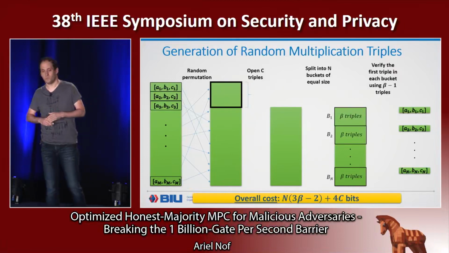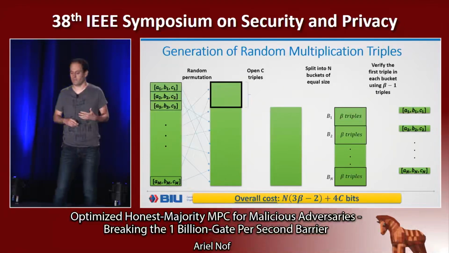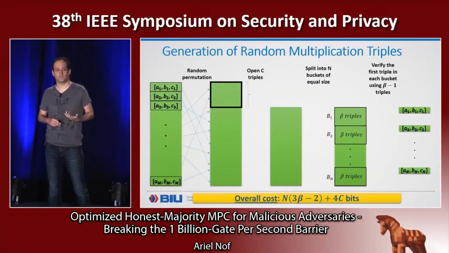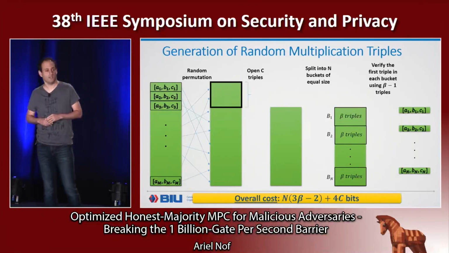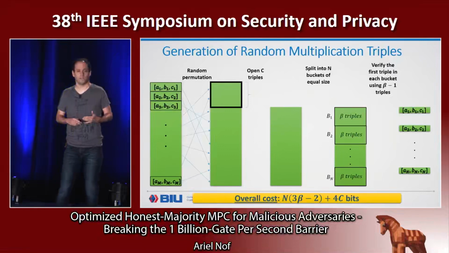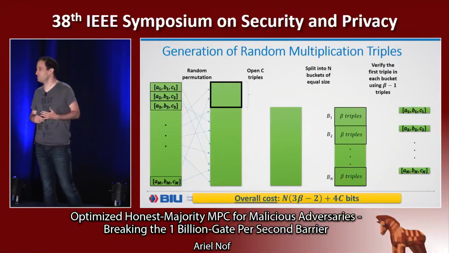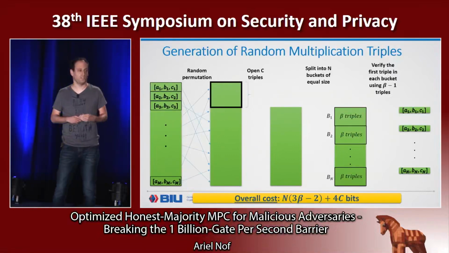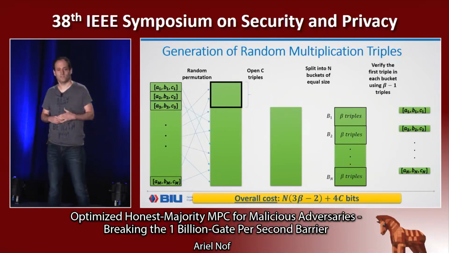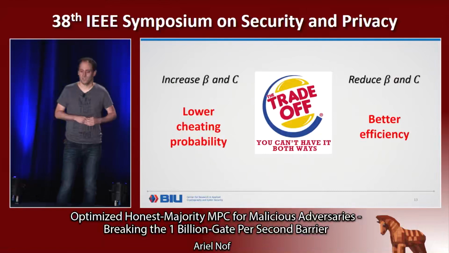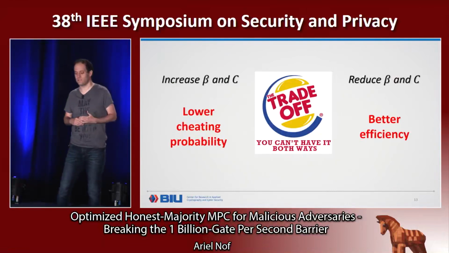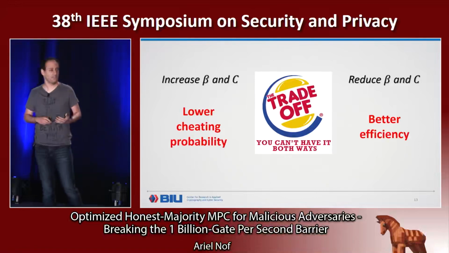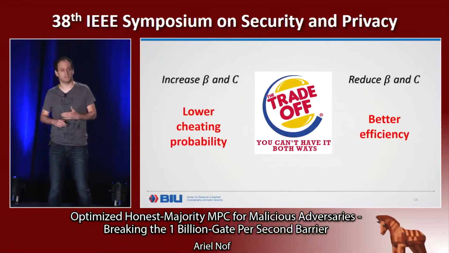Obviously, if we want to minimize the cost of the protocol, we would like to reduce the parameters beta and C. On the other hand, the success cheating probability of the adversary also depends on these parameters. So what we have here is some trade-off. If we want lower cheating probability, then we would like to increase beta and C. If we would like better efficiency, then we would like to reduce beta and C.